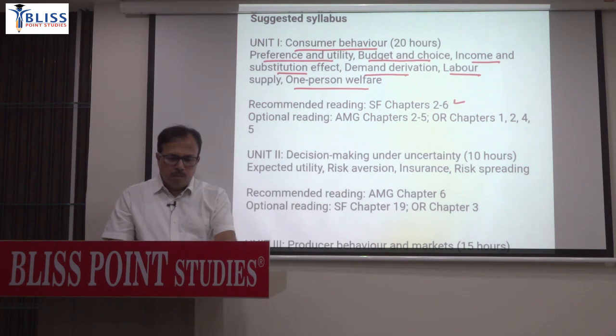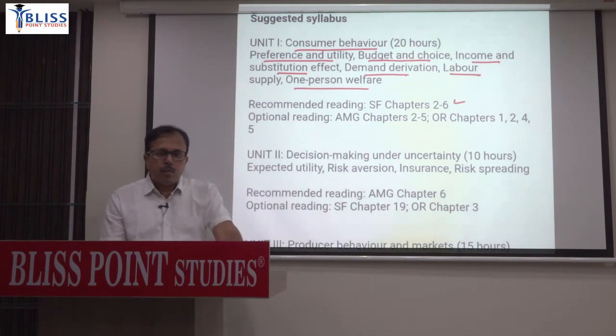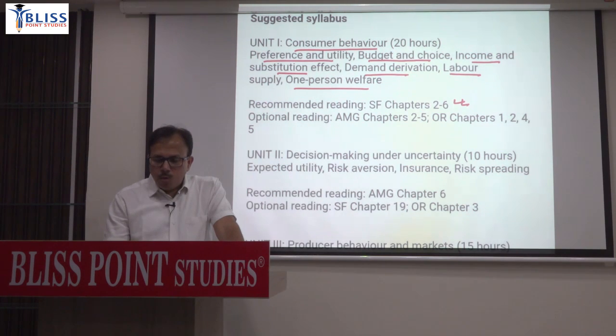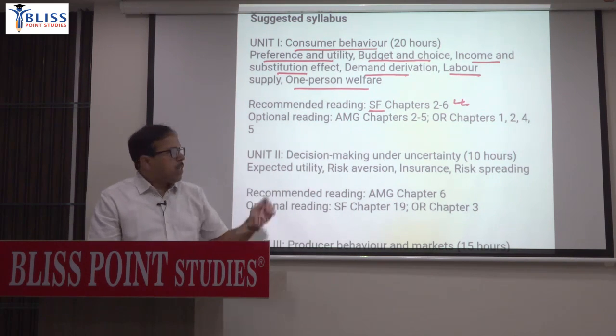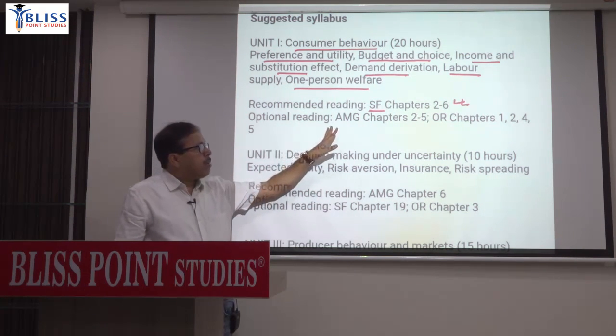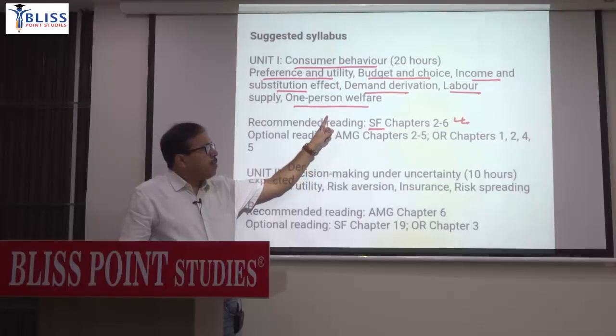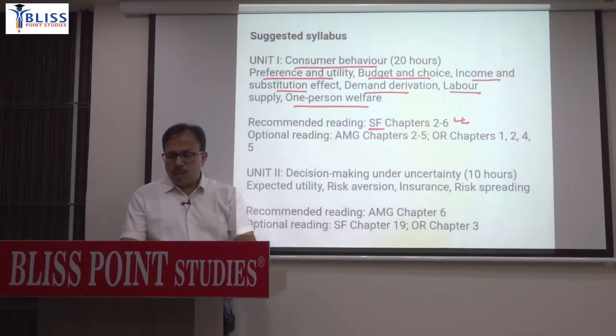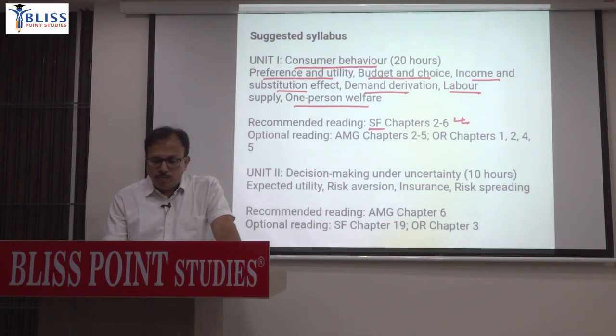SF is basically Serrano and Feldman. Just a reference book: earlier it used to be from Hal Varian, now it is from Serrano and Feldman. So in short you can call it the SF reading. The second part is basically optional reading, so you can ignore that part for the time being. So the first unit is basically chapter number 2 to chapter number 6.